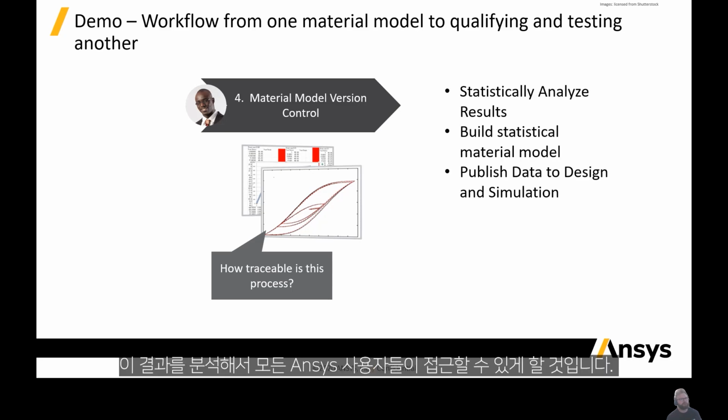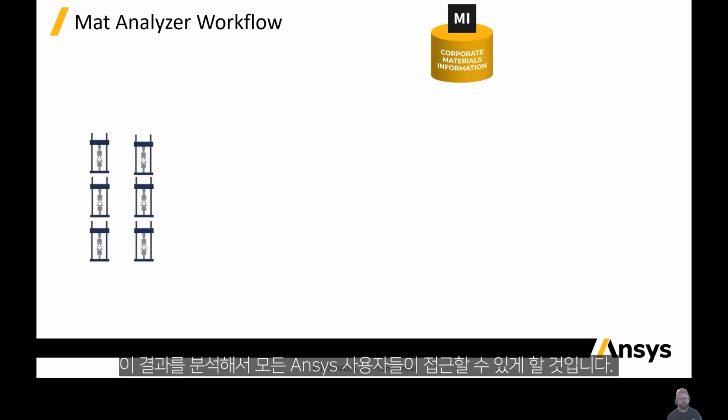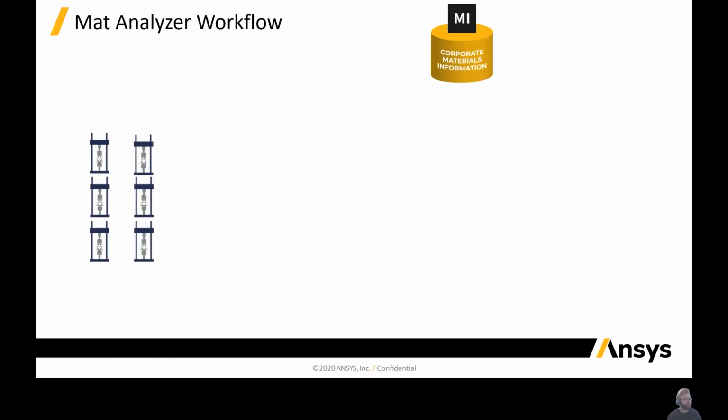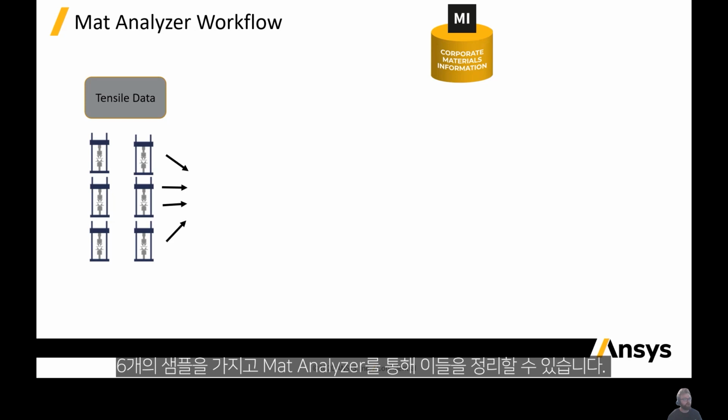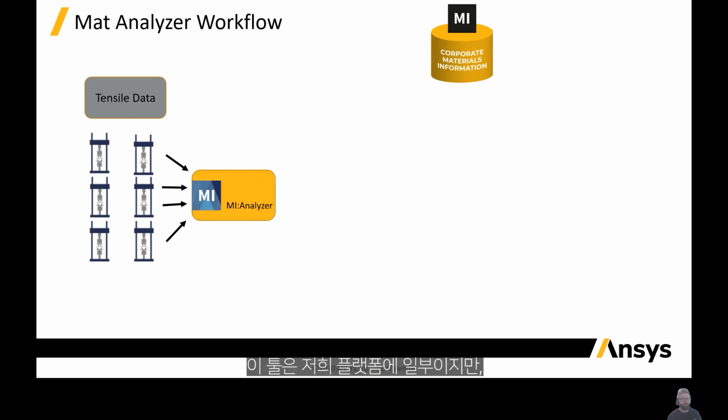So we're going to analyze these results, and we're going to be able to publish this into a format that our end users have access to. So let's start with our tensile test data. We have 6 samples. We're going to use a tool called Mimat Analyzer to enable us to roll them up. But this is a tool that's a part of our platform, but it is something that could easily be done via Excel or Python, like I showed earlier.